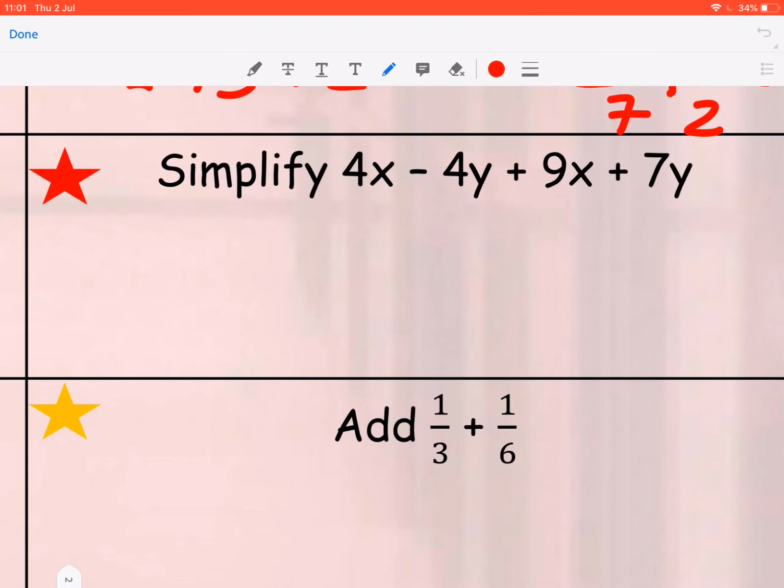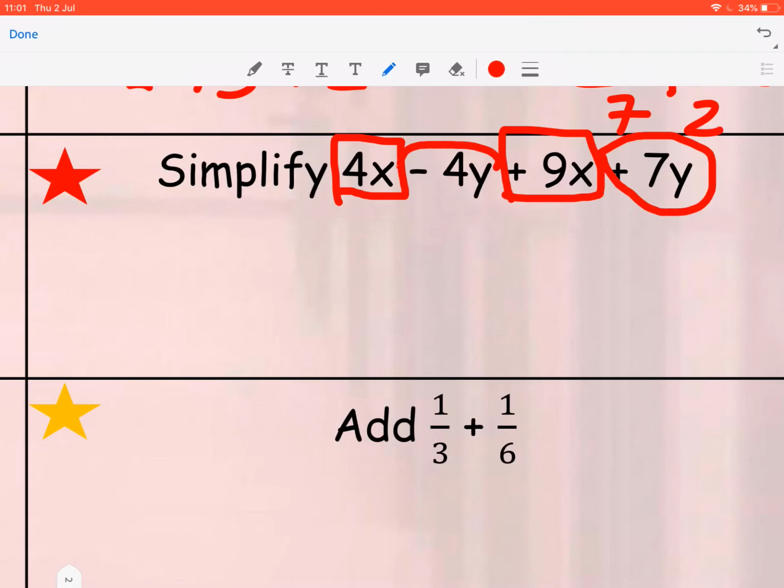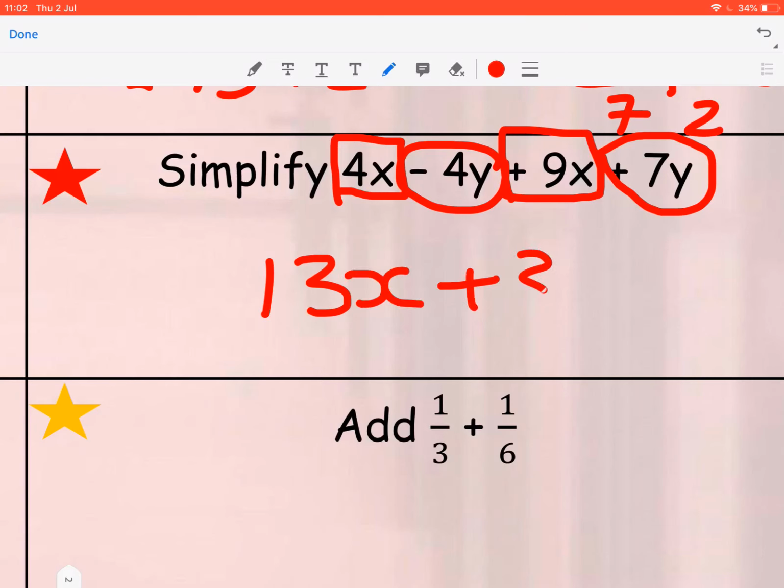Okay, so I've got 4x minus 3y plus 9x plus 7y. I'm going to put shapes around the ones I recognise to be the same. So the x's are the same, and then I'm going to put an oval around the y's, because those two are the same as well. It's not a very good oval, but it's an oval. 4x plus 9x, I've made sure I got the sign in front of the 9x. 4x plus 9x is 13x. Minus 3y plus 7y is positive 4y.